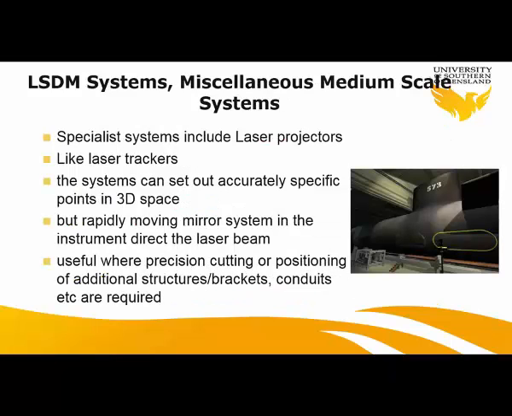The next system I'm going to talk about is miscellaneous medium scale systems. Basically, a special system is the laser projector. It is pretty much like a laser tracker. The system can give you accurate coordinates of a point in 3D space. But a rapidly moving mirror system in the instrument directs the laser beam, and you can have a shape on the surface of the object, like what you can see in the image here.